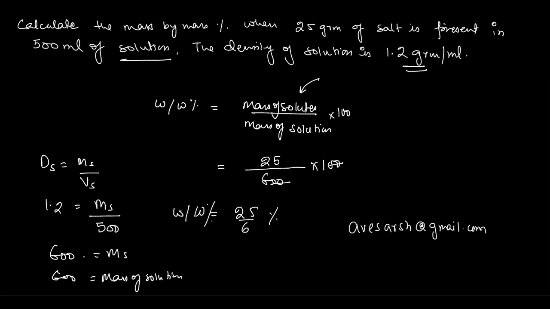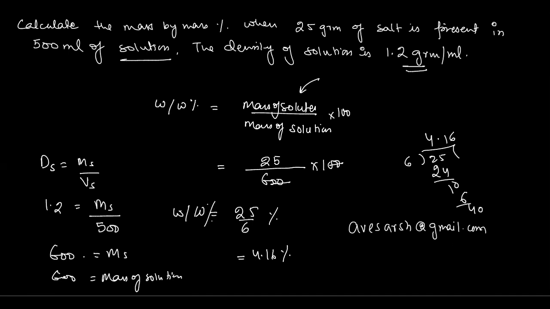Sir, can we divide that final answer? Yeah, you can divide it. Why not? You can divide 25 by 6, and you will get 4.1. This will be 4.16% approx. Okay, so similarly, this. Done, sir. Done. Okay, so let's move on.